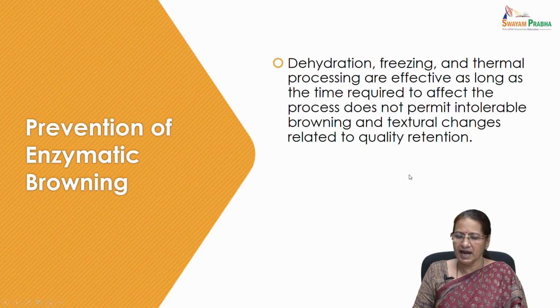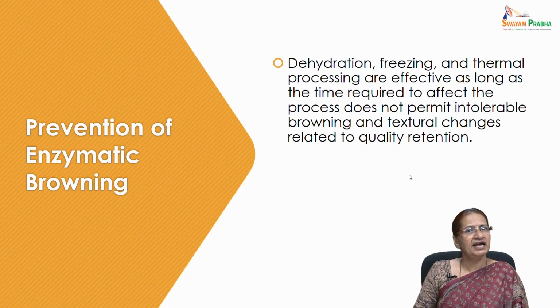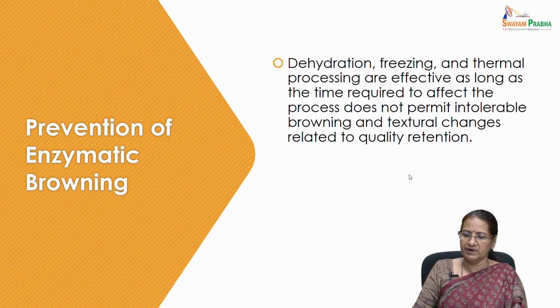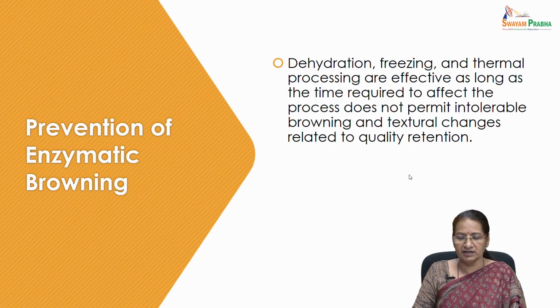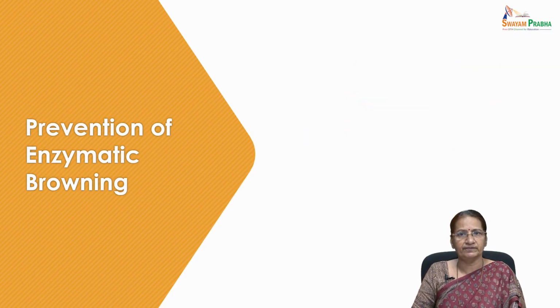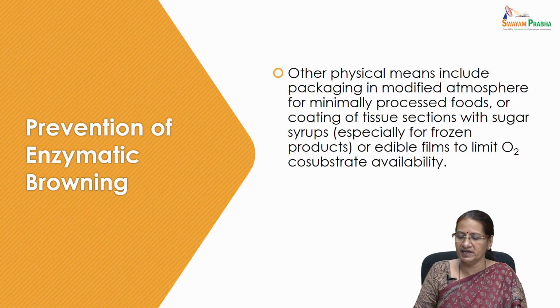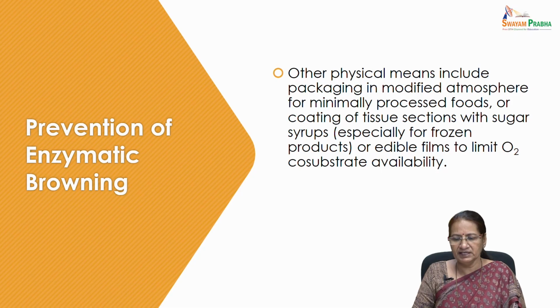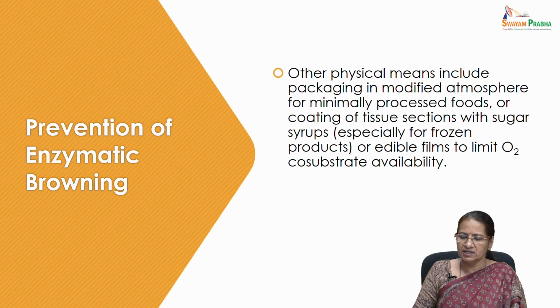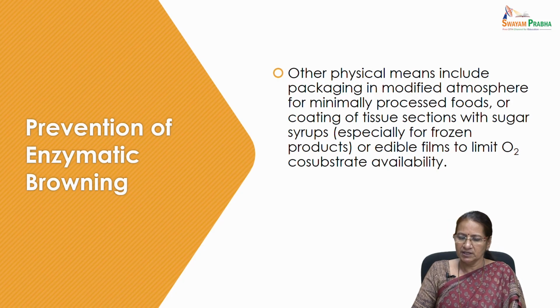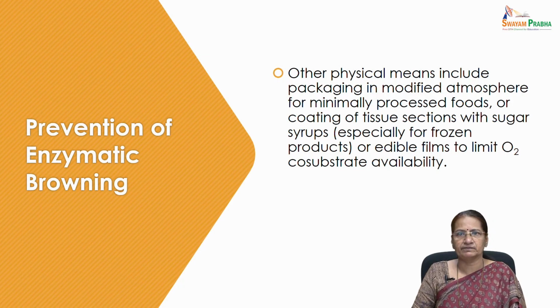Dehydration, freezing, and thermal processing are effective as long as the time required to affect the process does not permit intolerable browning and textural changes related to quality retention. Other physical means include packaging in modified atmosphere for minimally processed foods or coating of tissue section with sugar syrups, especially for frozen products, or edible films to limit oxygen co-substrate availability.